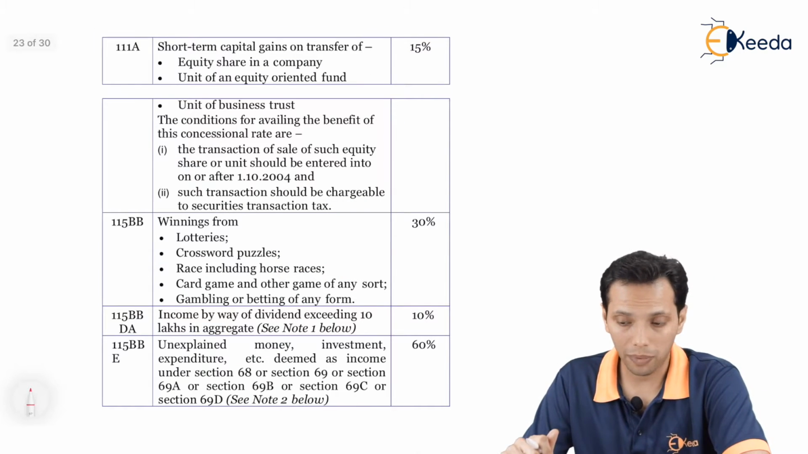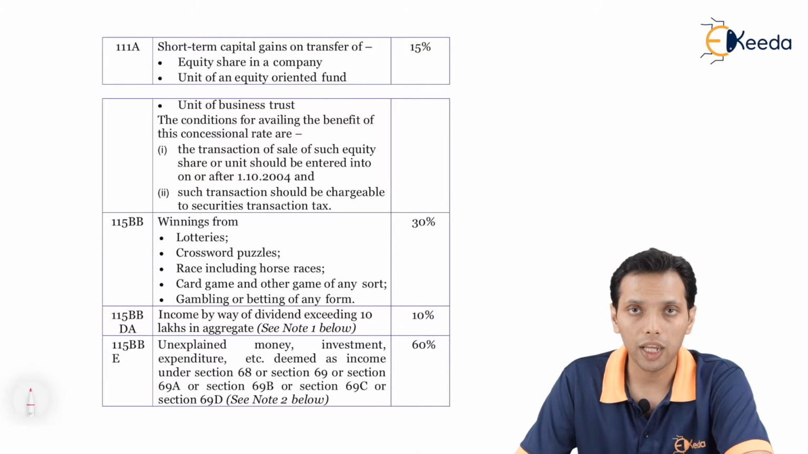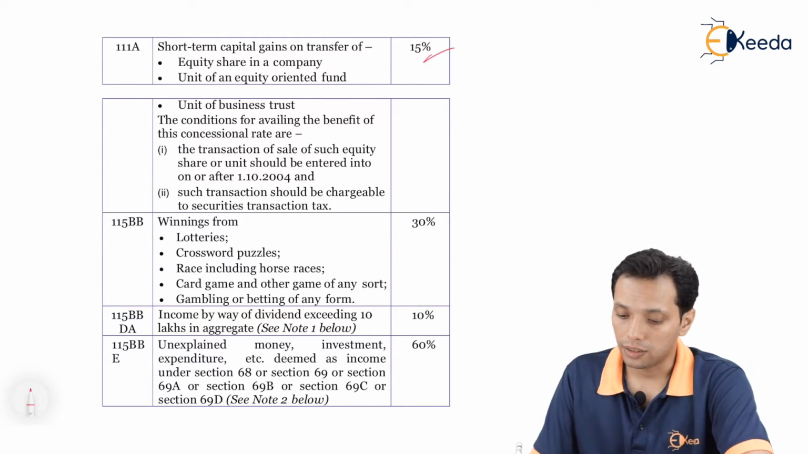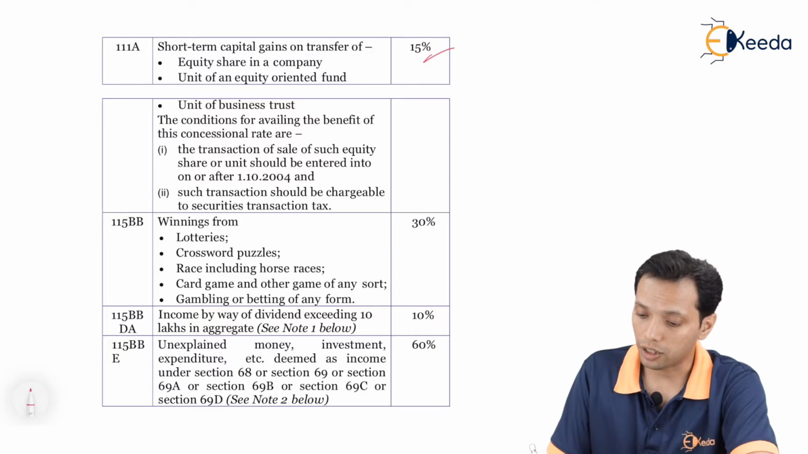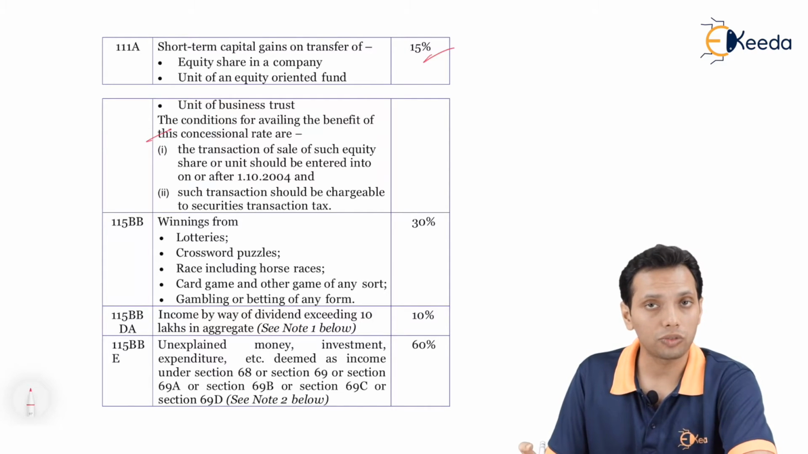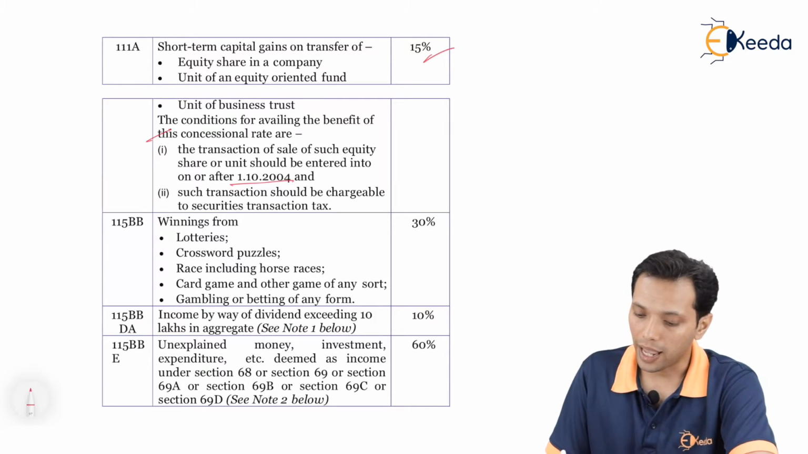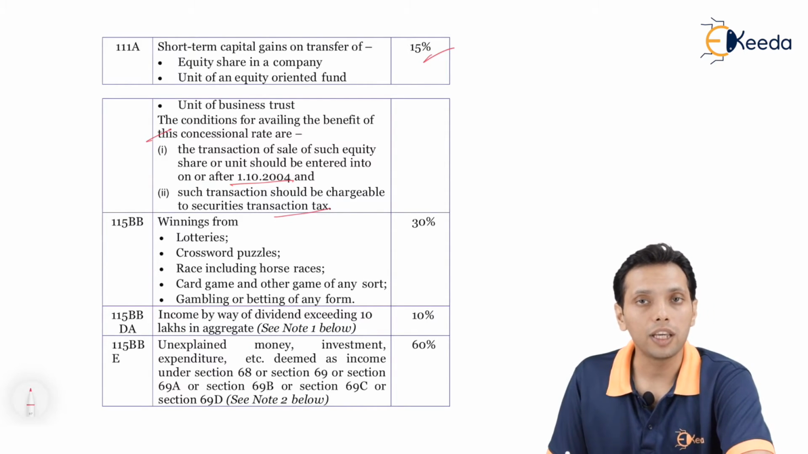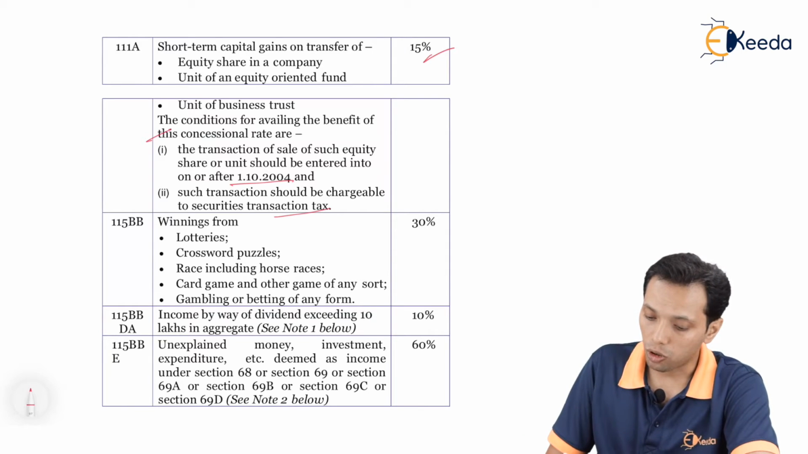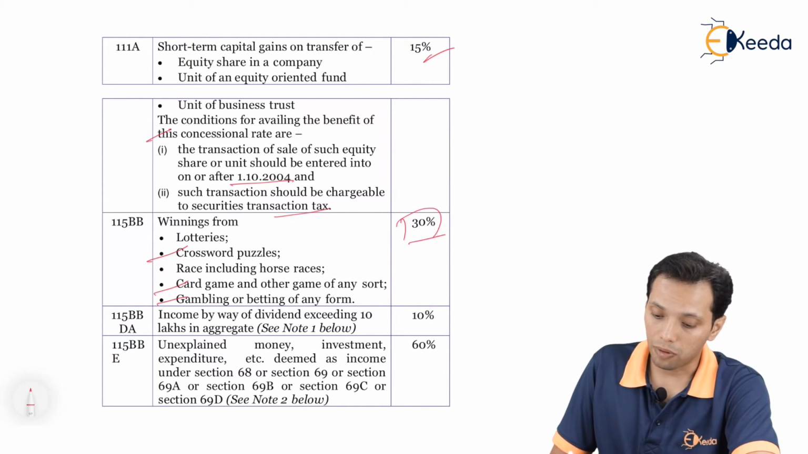Then there is short-term capital gains on transfer of equity share or equity oriented fund under section 111A, which is taxed at 15%, and units of business trust are also covered over here. The condition therein is that the transaction of sale should be entered on or after October 2004, and such transaction should be STT paid. Section 115BB includes winnings from lotteries, crossword puzzles, races including horse races, card games and gambling, in which case the rate of tax is 30%.